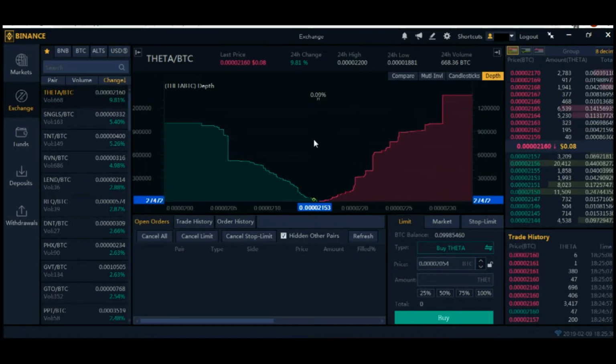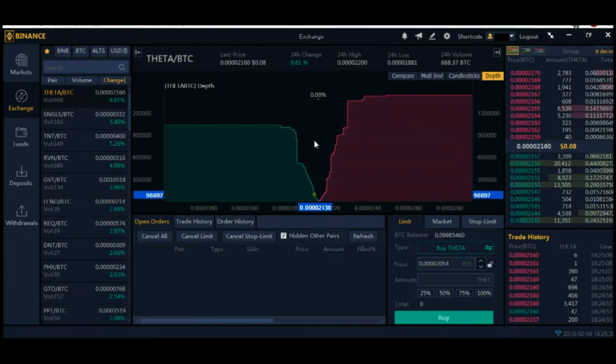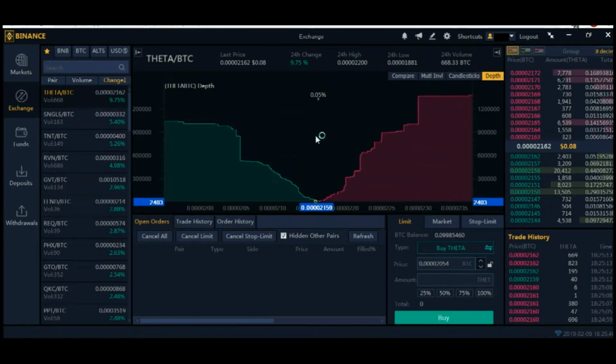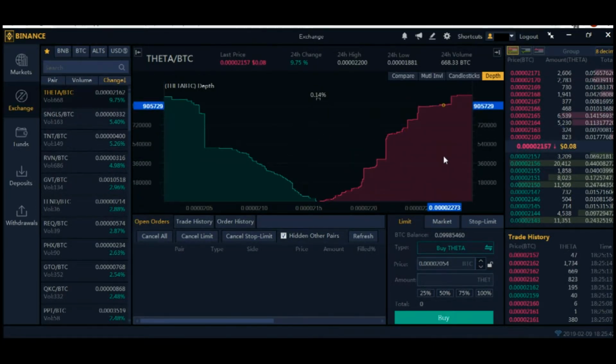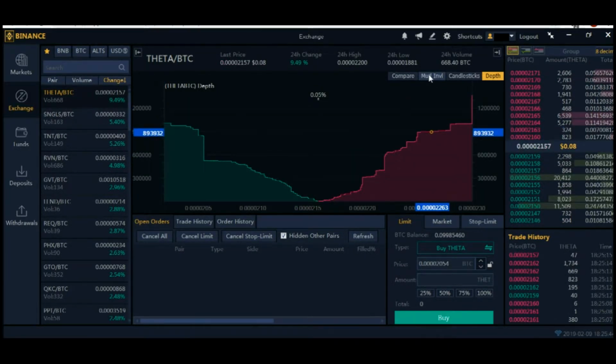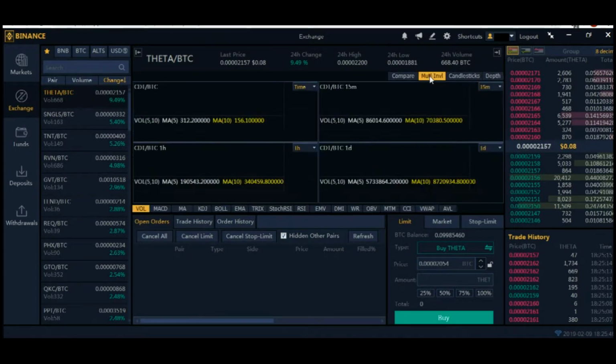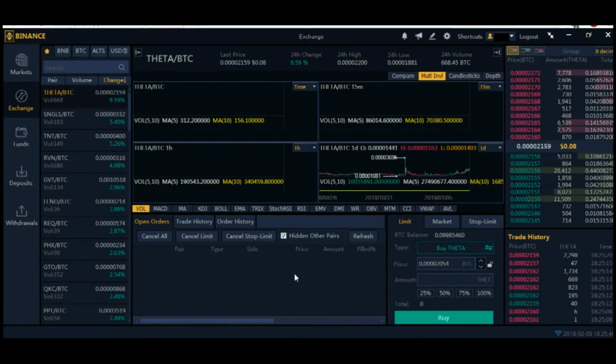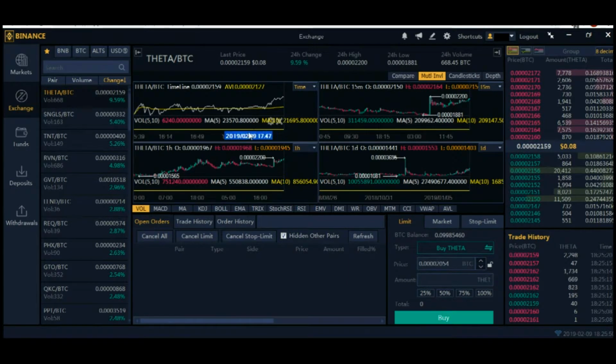Some people like to visualize this way. You can use the mouse, click in there, and you can zoom in and out to see more information or see the information differently. So that is that. If you click on multi-interval, this is an interesting feature, a feature that does not always successfully update itself very well.